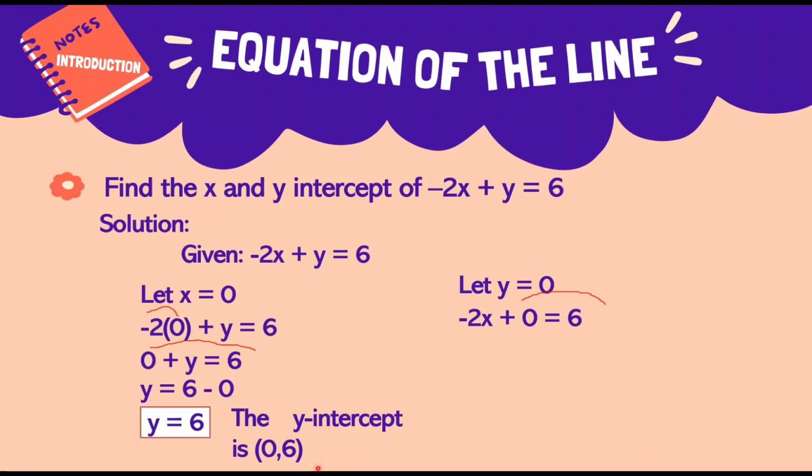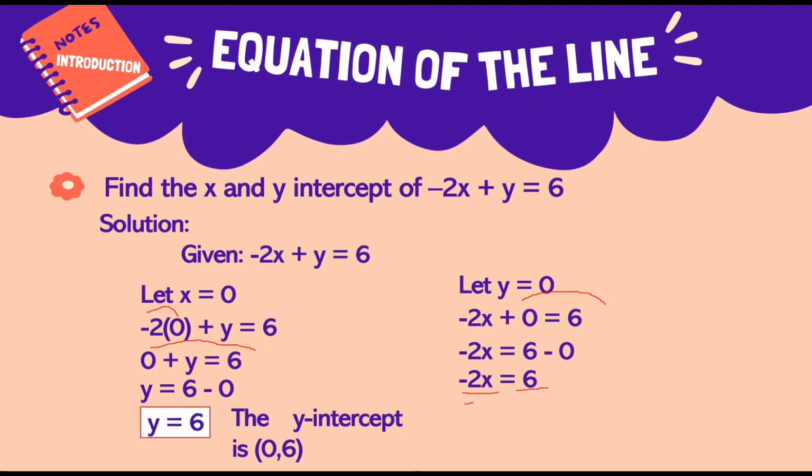So, since in-transpose natin, it becomes negative 2x is equal to 6 minus 0. And then, let us subtract 6 minus 0. So, syempre, our answer is 6. So, it becomes negative 2x is equal to 6. So, again, how are we going to find the value of our x? Okay, excellent. We need to divide both sides by negative 2.